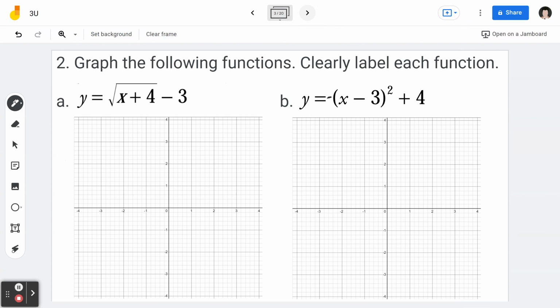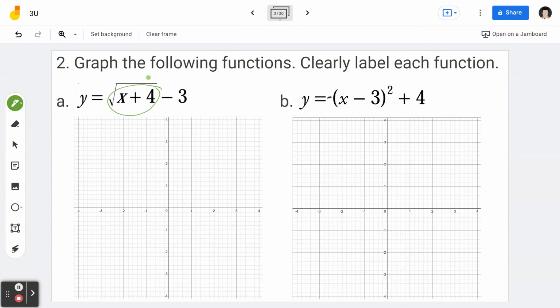2a, graph the following functions, clearly label each function. y equals the square root of x plus 4, minus 3. Now, normally you can create a TOV, table of values, and compose all the xy values accordingly. What we can also do is look at the actual function. See if you can rewrite this as a sentence, or if you can say this as a sentence, then you can graph this for sure.